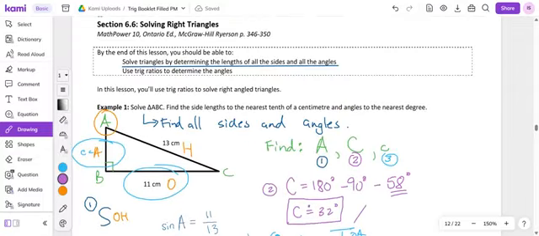And in this lesson, 6.6, you were learning how to solve right triangles. The idea of solving right triangles means determining or finding all the lengths and all the angles.